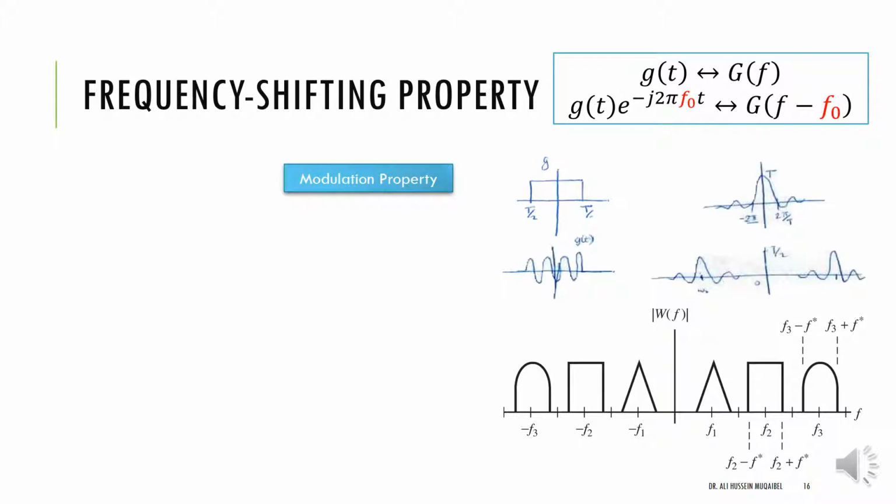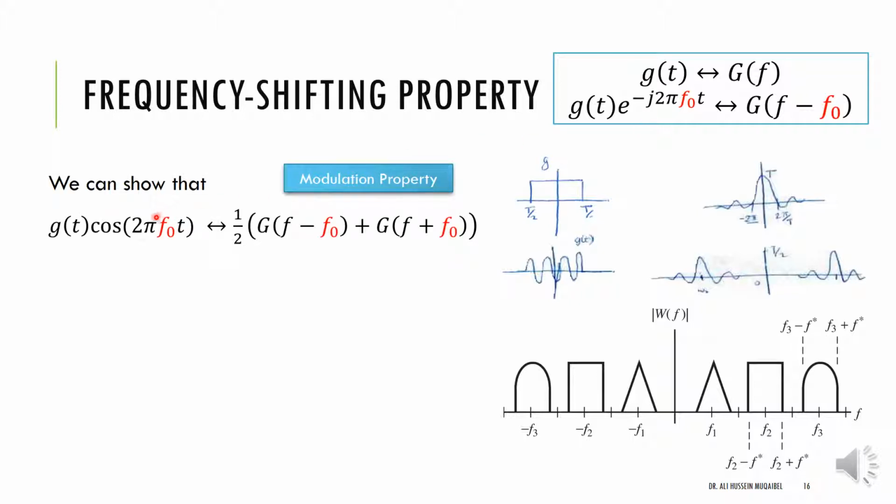Another important property is the frequency shifting property. It's the dual of the time shifting property. If you notice here, shifting in the frequency domain is equivalent to multiplying by a complex exponential in the time domain. That says if you want to change the frequency content of your signal, all you need to do is multiply it by a complex exponential. But now, how in the lab are we going to multiply by a complex exponential? Remember that a cosine is nothing but two exponentials.